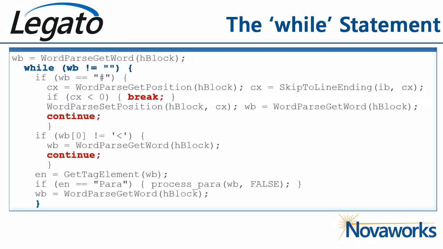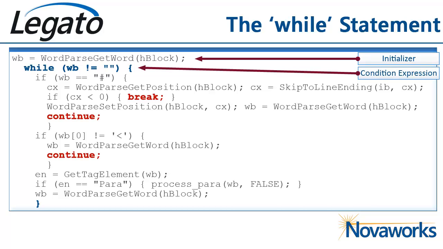So our while example, basically I'm going to have an initializer. It's not part of the while statement. For example, here I'll have a word buffer and get the next word item out of a particular block. I'll then have my condition expression. So while WB is not equal to nothing, meaning that there's data, this particular function will continue to return data until there's no more data, and then it returns an empty string.